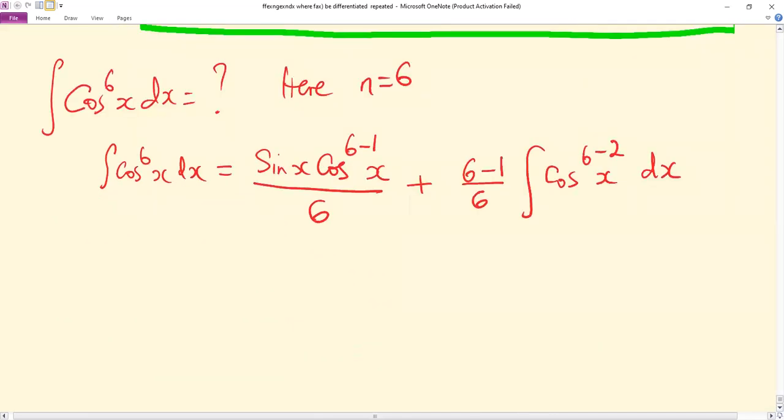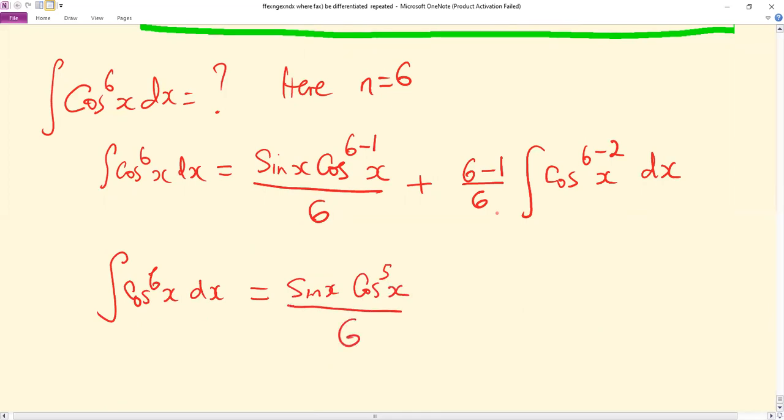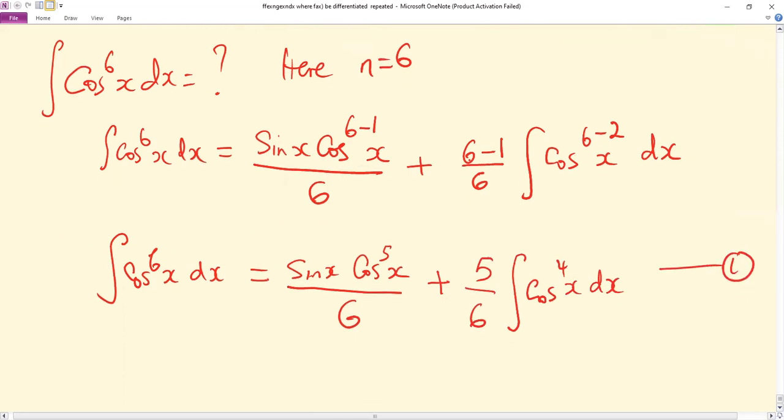So that will give us the integral of cos power 6 of x dx equals sine x cos power 5 x divided by 6, since 6 minus 1 is 5, plus 5 over 6 integral of, 6 minus 2 is 4, so cos power 4 x dx. Let's call this one equation 1.